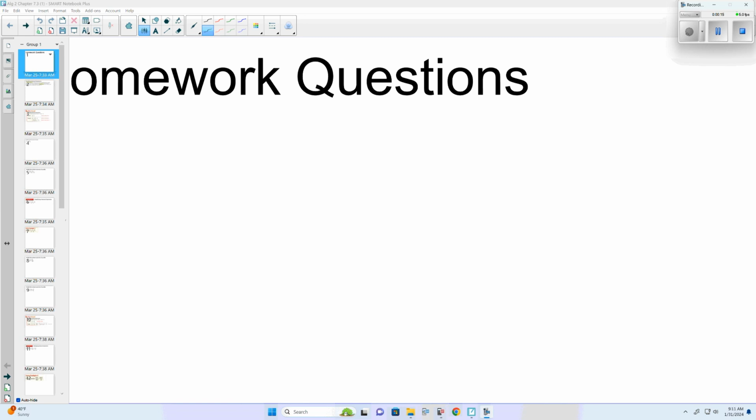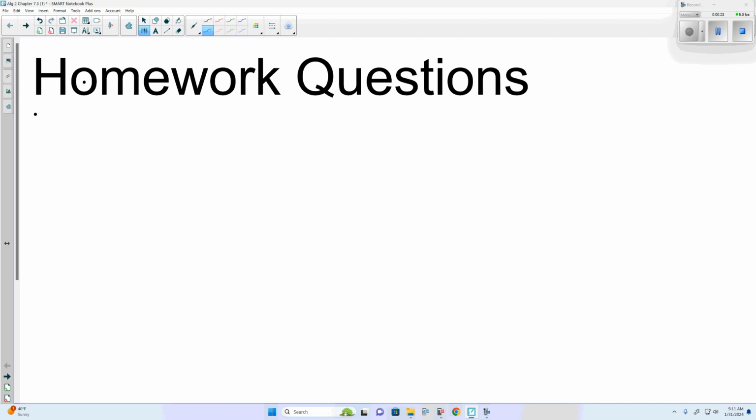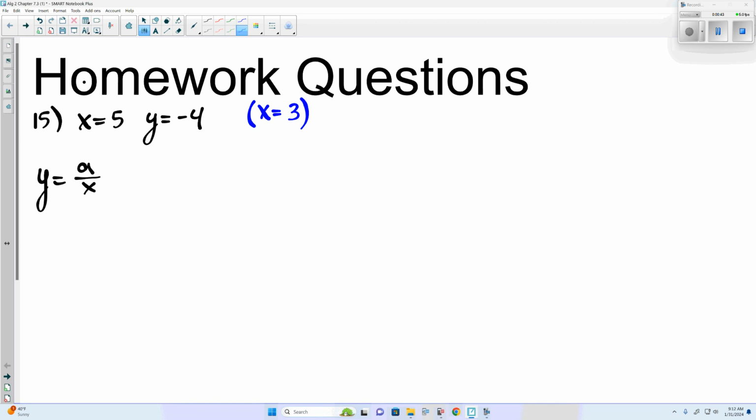All right, guys, we're looking at one of the questions from the homework from Monday. Question number 15, 7.1. All right, guys. Focus up here. Number 15, use the given values to write an equation relating x and y.